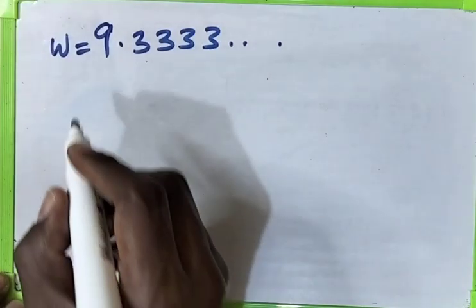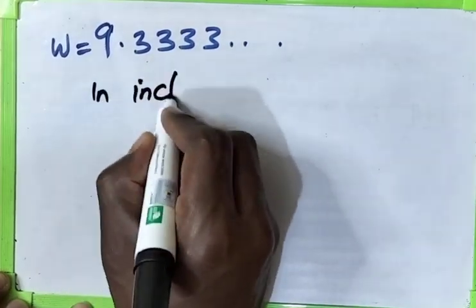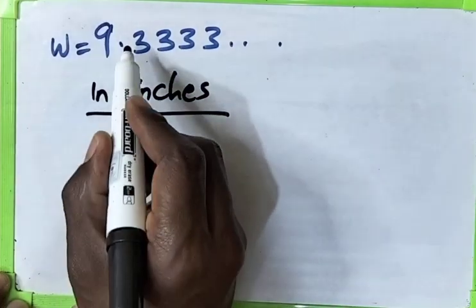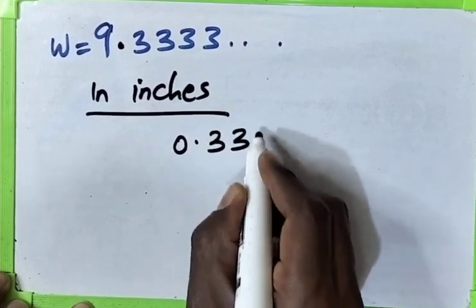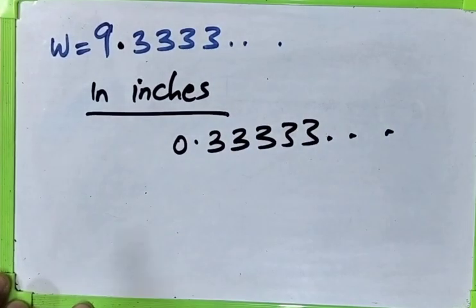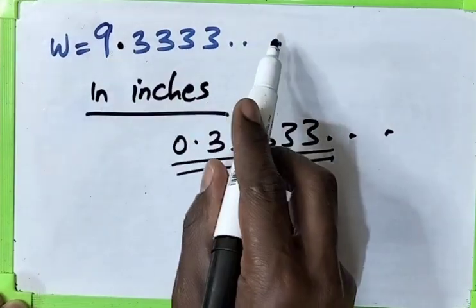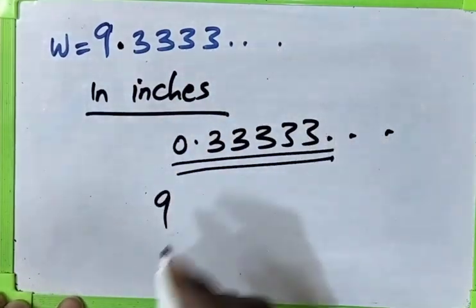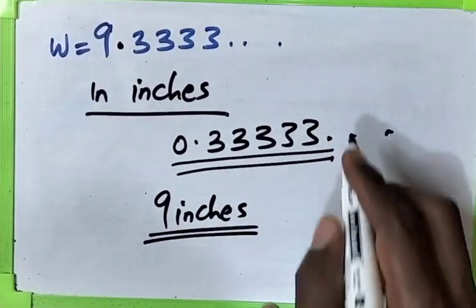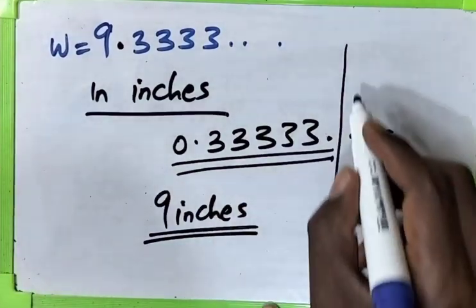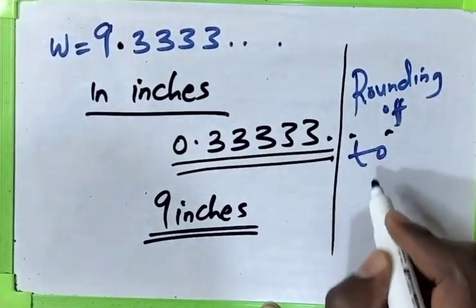inches, but we are supposed to give our answer in inches. So what we do, we check on the numbers from the decimal point, 0.33333, recurring like that. This one is not even half an inch. So we do away with the part, we truncate and remain with 9 inches as our answer. The last part has been about rounding off to the nearest inches.